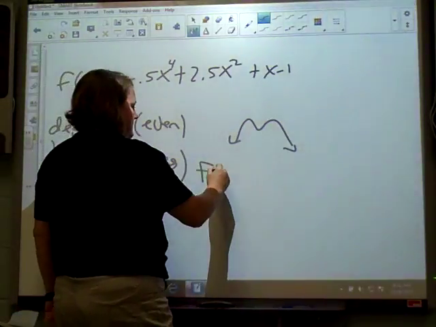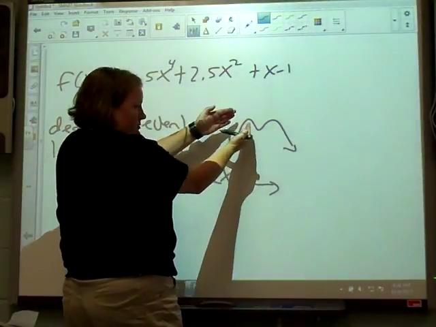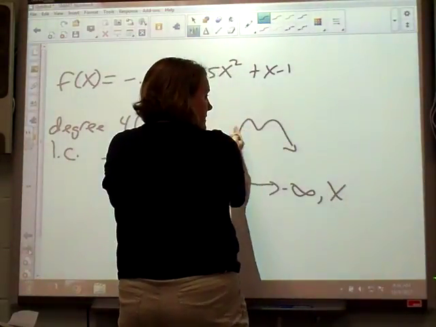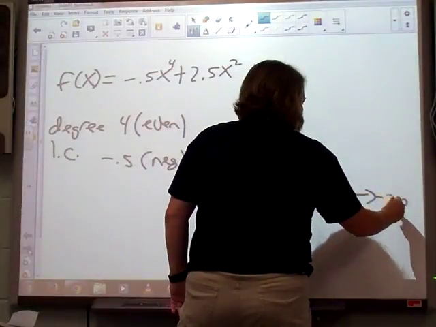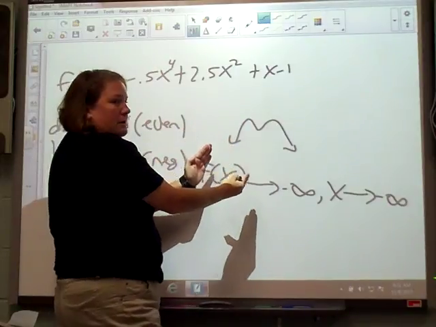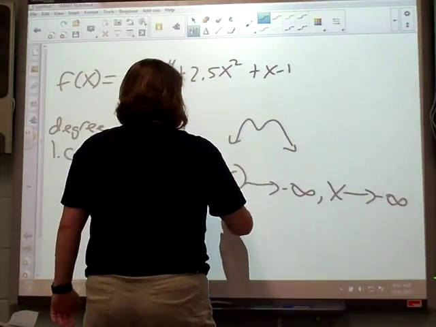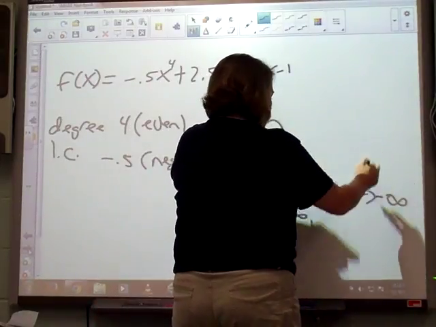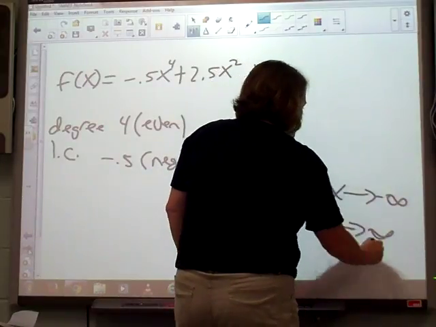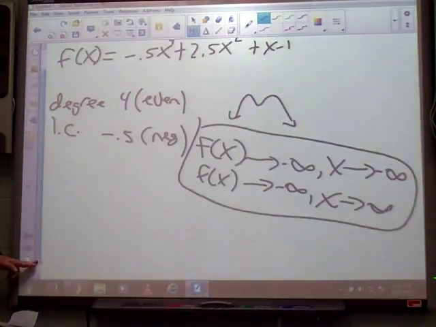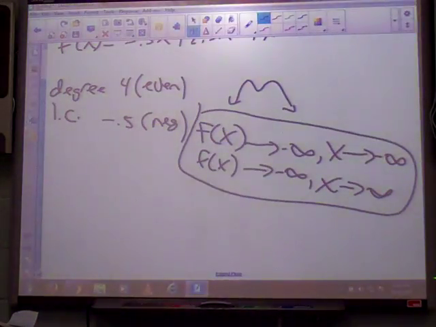As f of x approaches, this is going down forever, negative infinity, x is also approaching negative infinity. That's on this side, right? This is straight off your chart. But then when I move to this side, as f of x approaches negative infinity, right here, keeps going, to the right, x approaches positive infinity. So there are my answers for describing the end behavior. Once you're able to get in the right section of your chart, you had that written down.